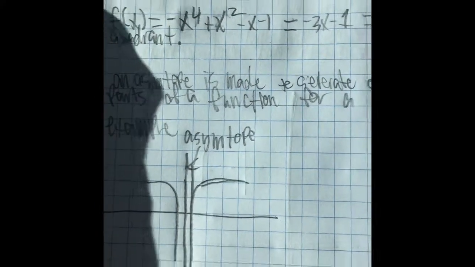Now that I have my simplified function, I can just use that to make an end behavior. In this example, I got negative 3x and negative 1. So on the end behavior sheet, my graph is going to be going this way, completely negative, because everything about it is negative and opposite from usual.